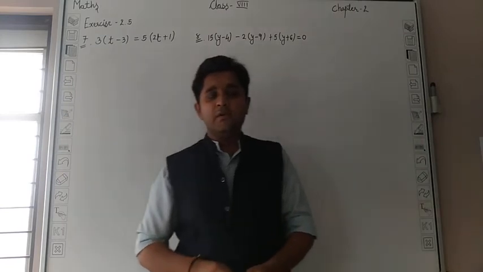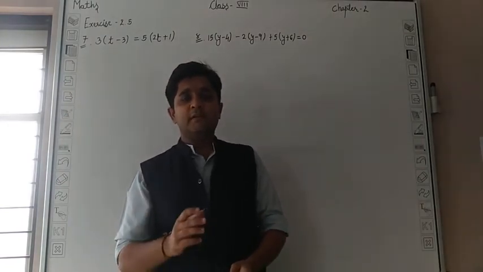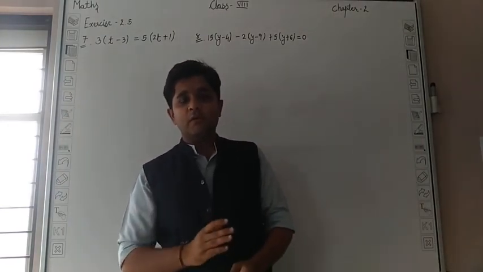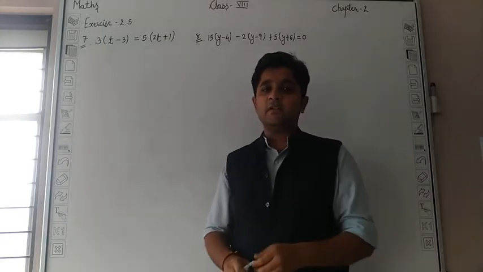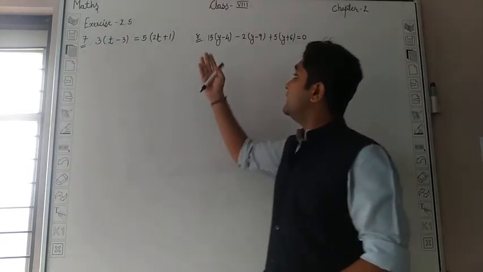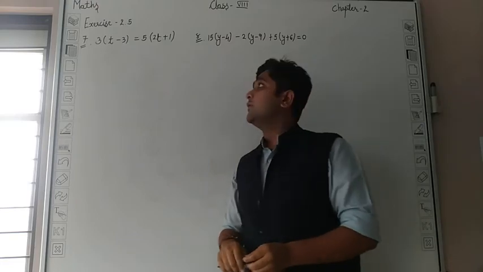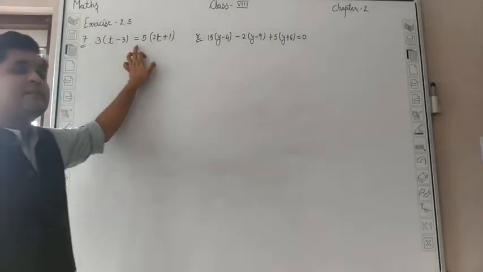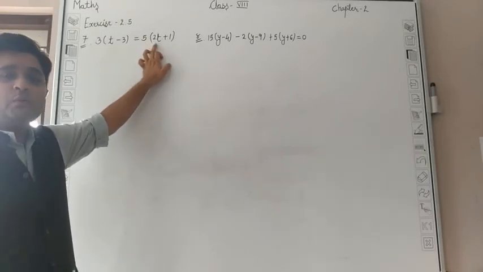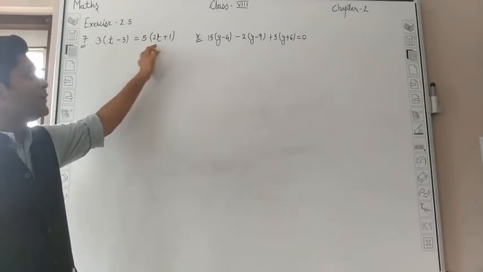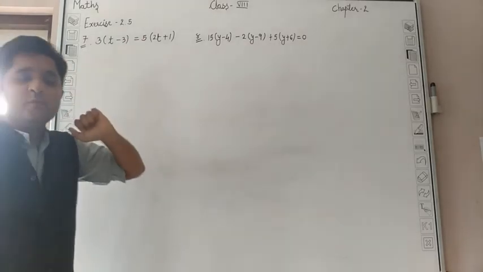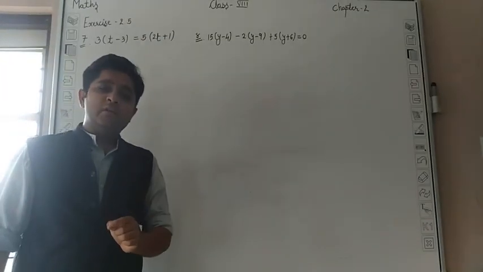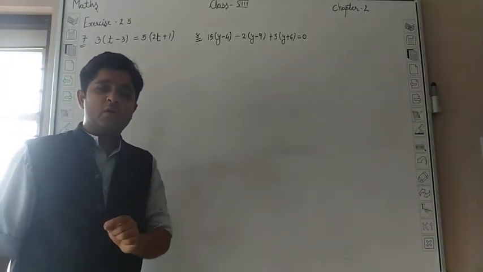In our last video, we learned question number 1 to 6. Now let me see question number 7 of exercise 2.5. So question number 7 is 3(t - 3) = 5(2t + 1). In this sum, t is a variable, so we have to find the value of t.